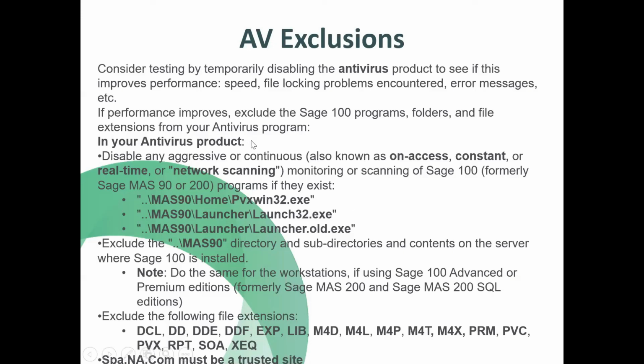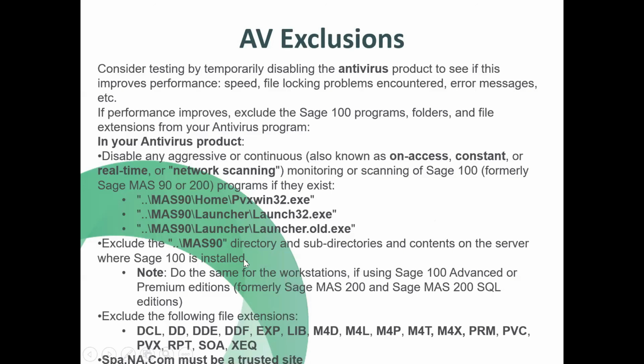Some of the things that we would recommend is to disable any aggressive or continuous monitoring of Sage 100. Some of those are known as on access, constant, real-time, or network scanning. If it is constantly scanning these programs, it may even keep you from being able to do workstation setups. It may keep you from being able to launch your Sage 100. You're trying to launch it, and then it's trying to scan it, and then you're going to get an error message, or it's just going to spin.